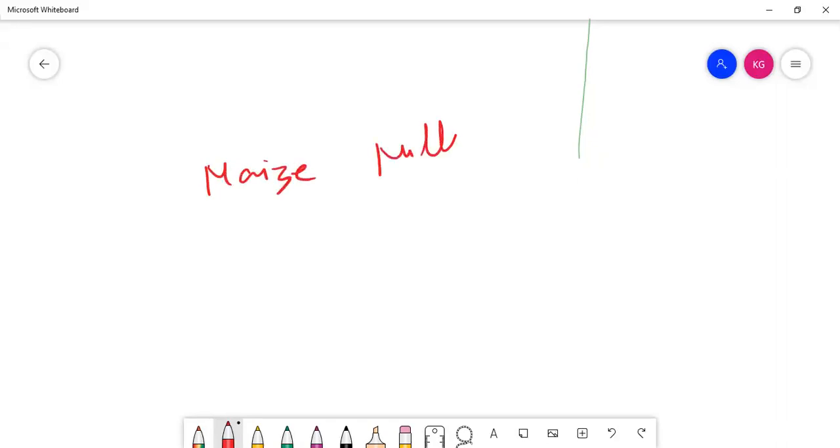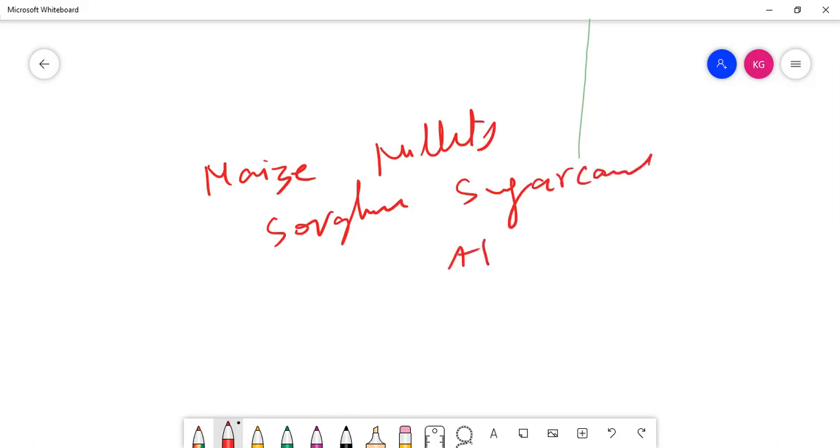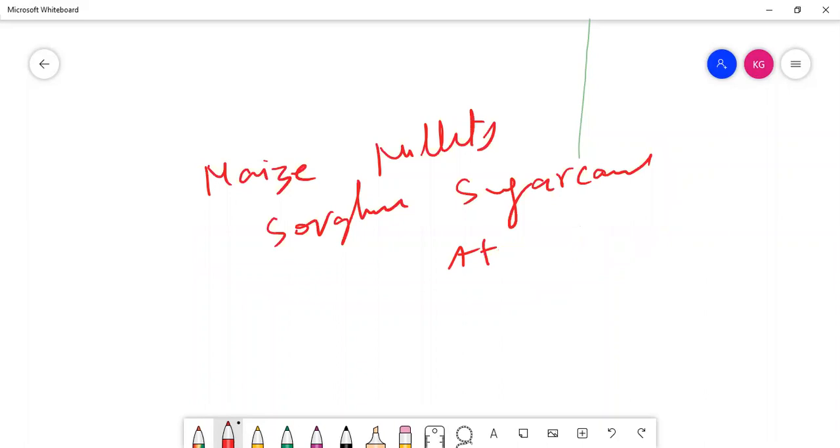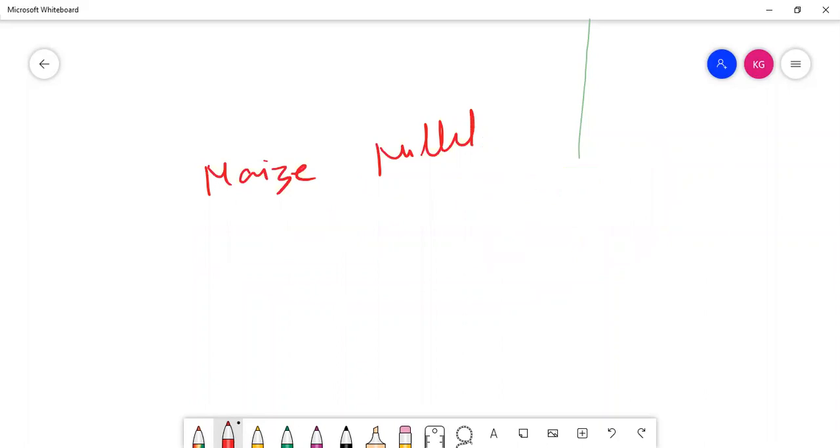millets. We have sorghum. We have sugarcane. We have atriplex. So these are some of the common C4 plants you should keep in mind. Okay. Now, let us come back to this C4 pathway.